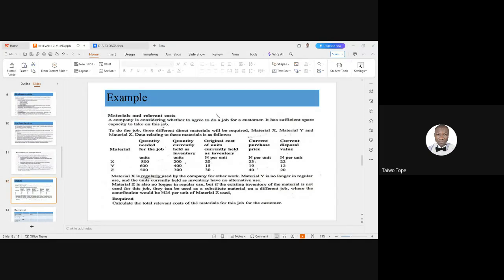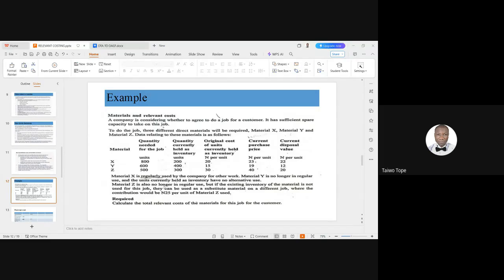Just take your time, read it. Material Z is also no longer in regular use. But if the existing inventory, what is the existing inventory? You must ask yourself that question. The existing inventory is 300. But if the existing inventory of the material is not used for this job, it can be used as a substitute material on a different job. You see, two options now.